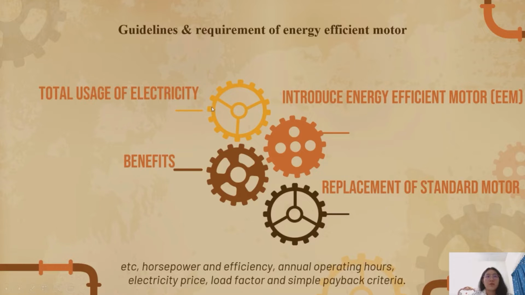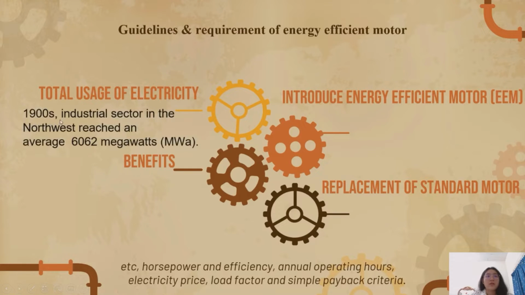Good day, my name is Chow Ming Hui and I will present the guidelines and requirements of energy efficient motor. So first, the industry sector in the Northwest that uses motors has reached an average of 6,062 megawatts, and it occupies 38% of the total use of electricity. So it shows that the demand for electricity is high, so the energy efficient motor has been introduced.